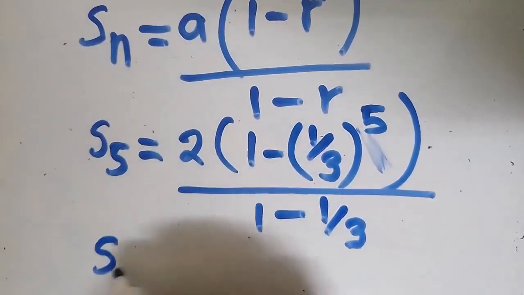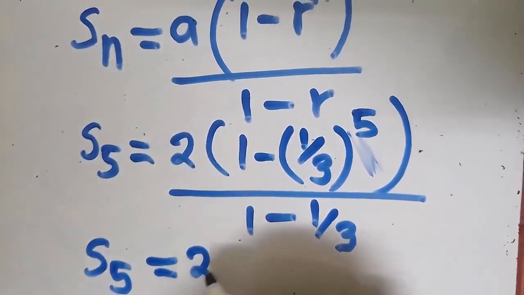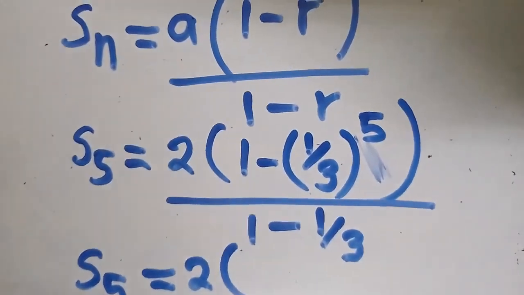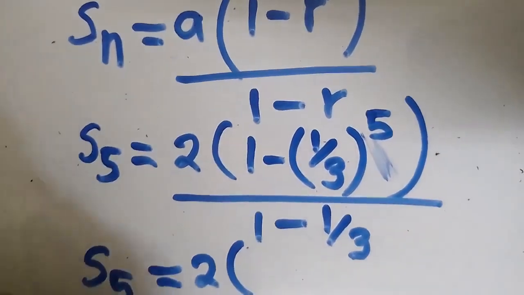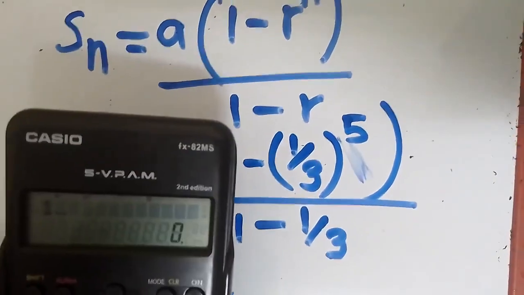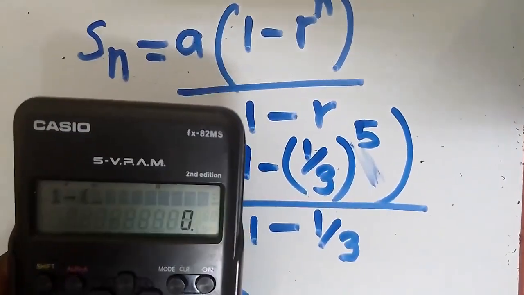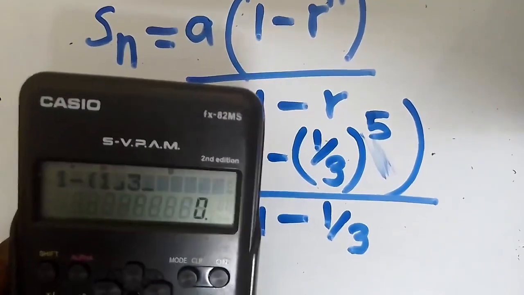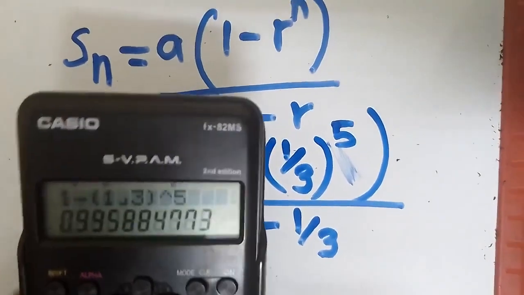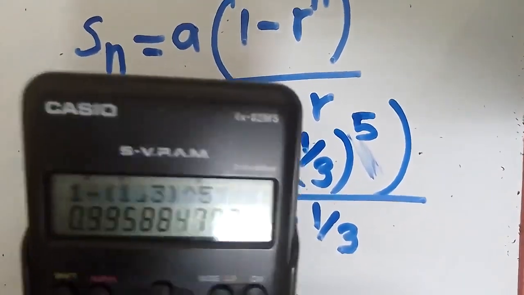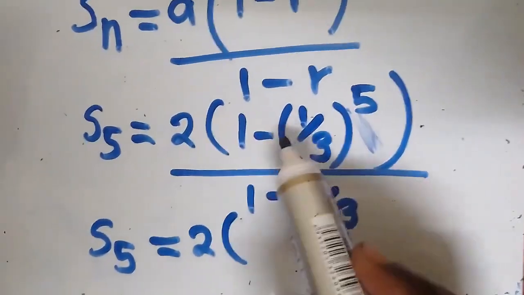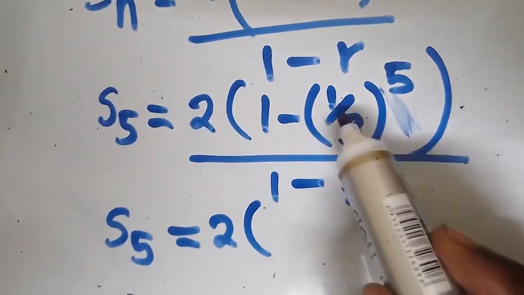So you're going to say the sum of the first 5 terms is equal to 2, open bracket, you find what is inside there. Everything is simple. You use a calculator. You type everything there: 1 minus, open bracket, 1 over 3 close, power 5. What is the answer? Everything in the bracket is the answer that you've gotten.